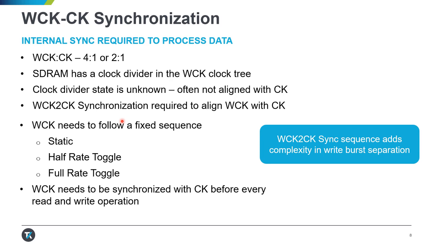Therefore, memory controller must synchronize or align WCK with CK before issuing any read or write command or even any training operation. Controller starts this WCK to CK sync process by issuing a CAS command. And once this CAS command is issued, a controller needs to send out WCK in a fixed pattern or sequence. WCK needs to have a static region, a half rate toggle, and full rate toggle.